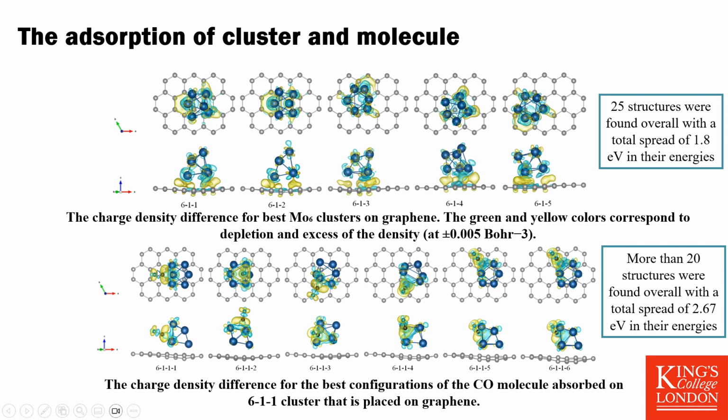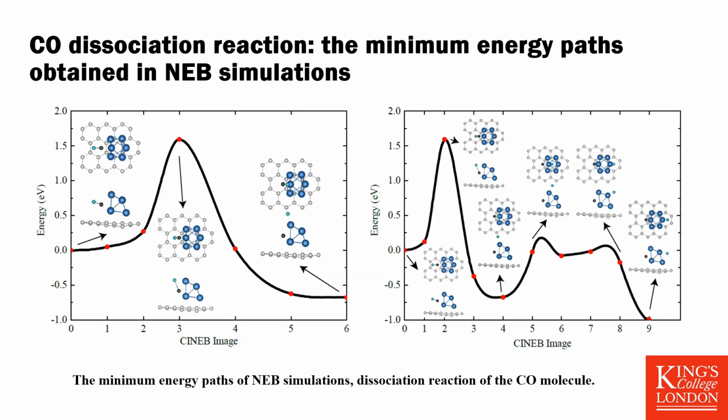And after that, we use the same method to absorb the CO molecule near the cluster, and we also get more than 20 structures over a total spread of 2.67 electronvolts. Okay, so here we find which one is the best structure for the CO molecule absorbed on the cluster on the surface. So what can we do next?